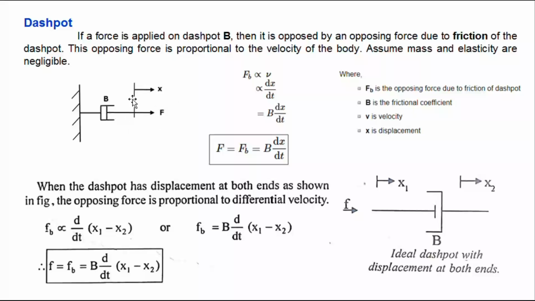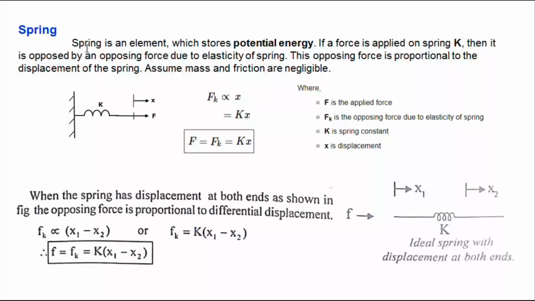In this case, one end is free and one end is fixed. Suppose both ends are free, meaning the displacement may occur on both sides. The displacements are taken as x1 and x2, so that the opposite force acting on the element is taken as b into d(x1 minus x2) divided by dt. That is the difference between the two displacements. So the final formula: applied force is equal to opposite force, that is equal to b into d(x1 minus x2) divided by dt.